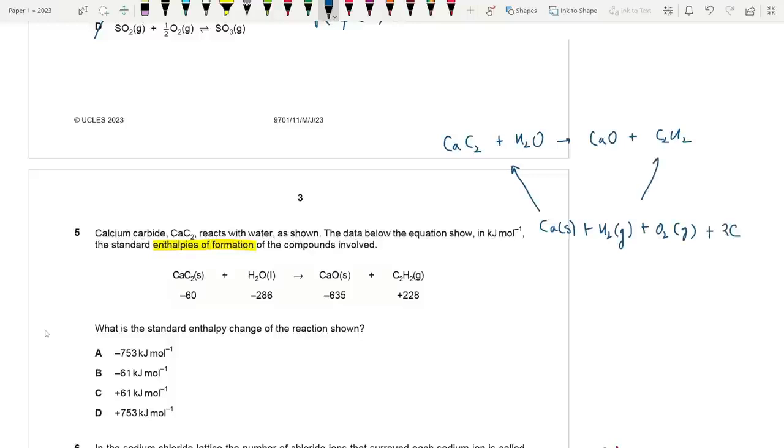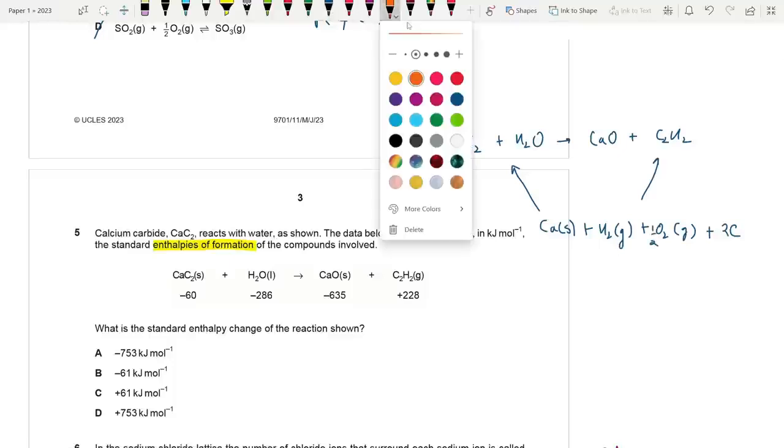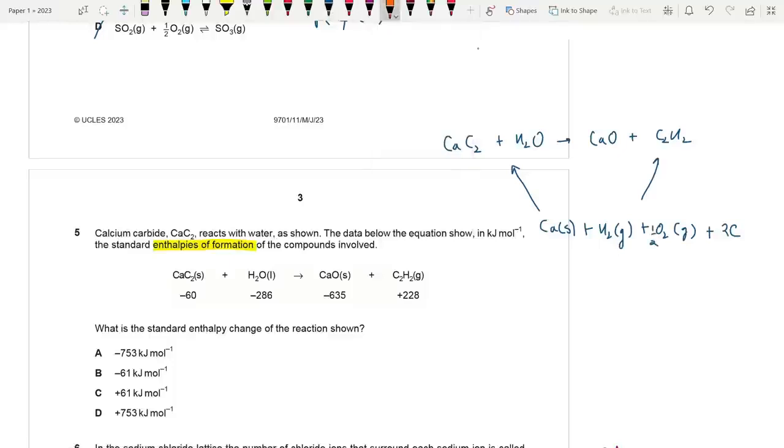So, and I need half of oxygen. Now hear me out. CaC2, 1 mole of CaC2, so that's minus 60 over here. 1 mole of water, that's minus 286 over here. And on the right, 1 mole of CaO, which is minus 635, and 1 mole of C2H2, which is plus 228. So I need to find out this X.